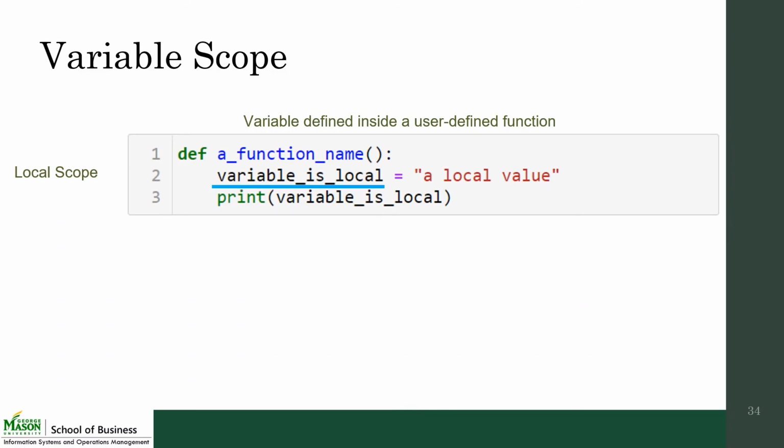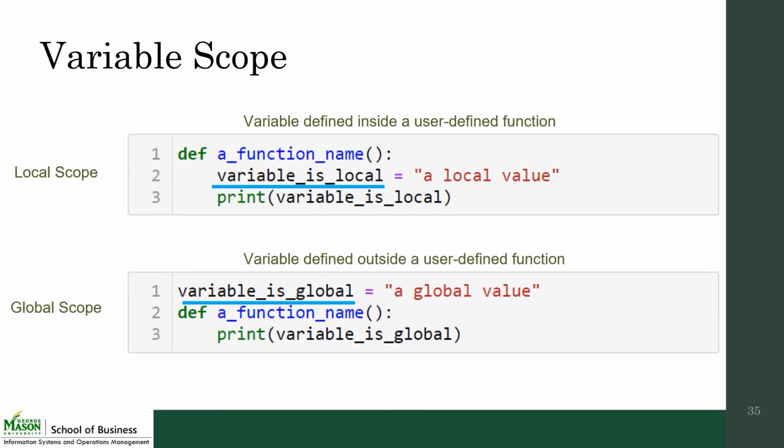In Python, a variable inside a function is called a local variable, meaning that this variable can only be used within the defined function and cannot be referenced outside of its block of code. We call this local scope. Variables defined outside the function have global scope, meaning that those are variables that can be used in or outside the user-defined function.